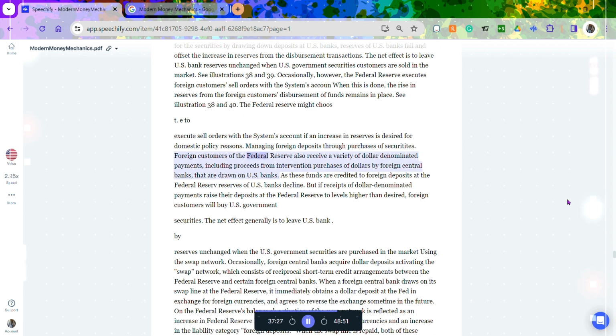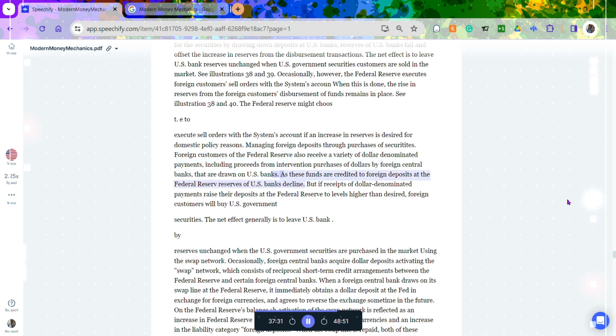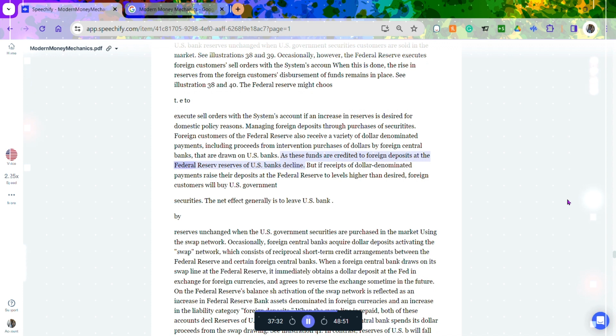Foreign customers of the Federal Reserve also receive a variety of dollar-denominated payments, including proceeds from intervention purchases of dollars by foreign central banks, that are drawn on U.S. banks. As these funds are credited to foreign deposits at the Federal Reserve, reserves of U.S. banks fall.